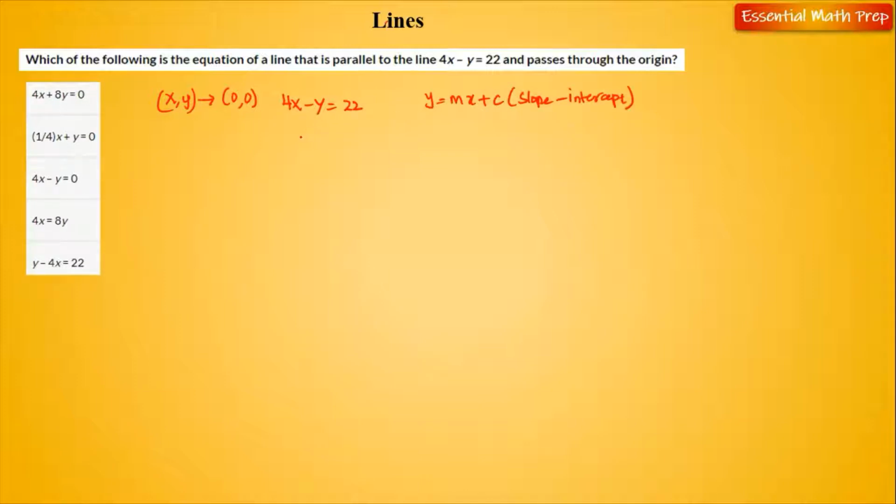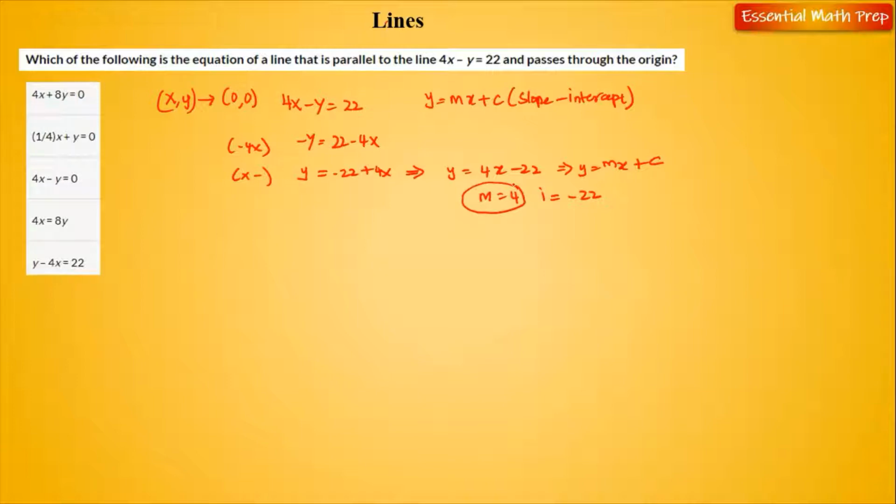So what you need to do is, if you subtract 4x on both sides, that means you'll be able to get negative y equals 22 minus 4x. Now, if you just multiply or divide by negative on both sides, you can do either, it won't matter. So I'm just going to multiply by negative. That'll give you y equals negative 22 plus 4x, which can be written as y equals 4x minus 22. Now, this is similar to y equals mx plus c. That means slope here is m equals 4 and intercept equals negative 22. We're not worried about the intercept because we're really focusing on the slope.